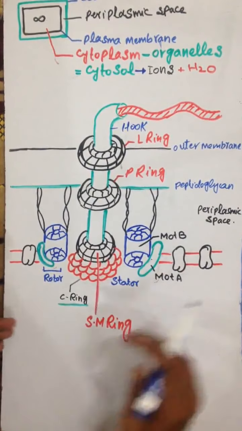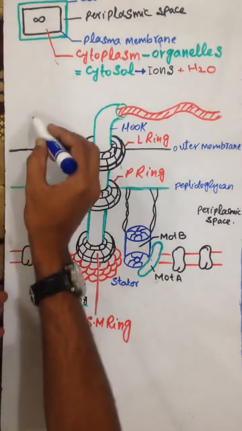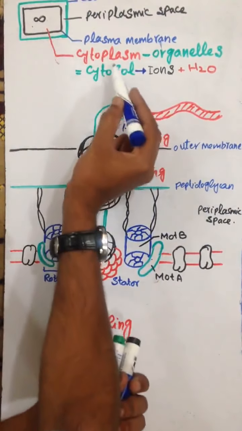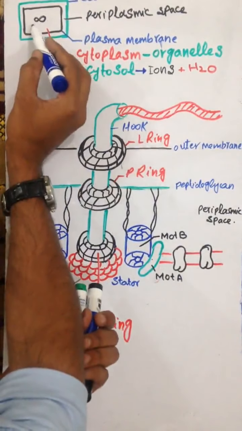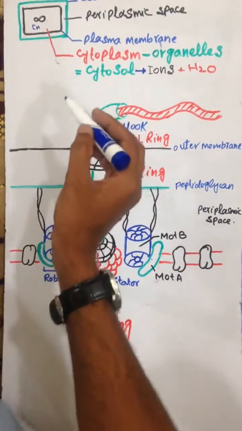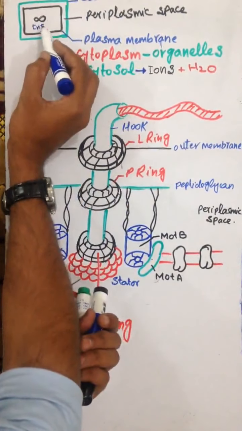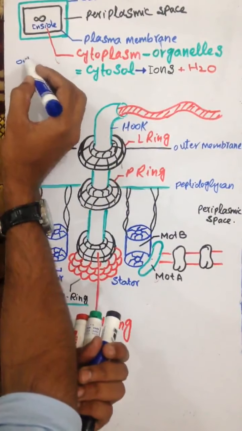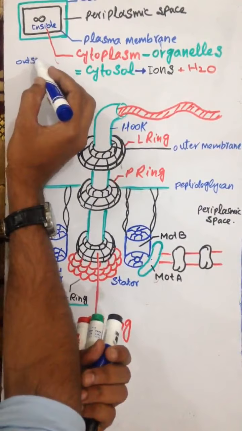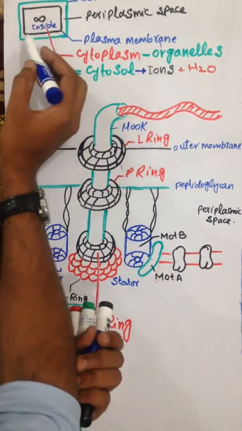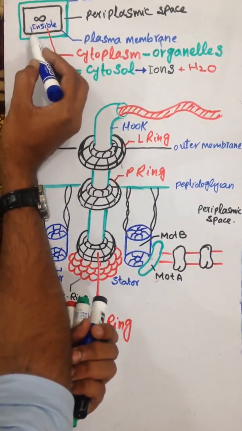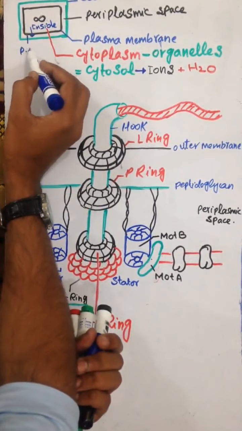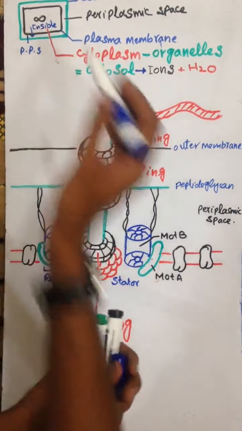This is the inside of the cell. This is the outside of the cell. Okay, I'm going to write. This is the inside of the cell, where cytoplasm containing cytosol is present, and this is outside. From inside, if you come out, you will see the periplasmic space.